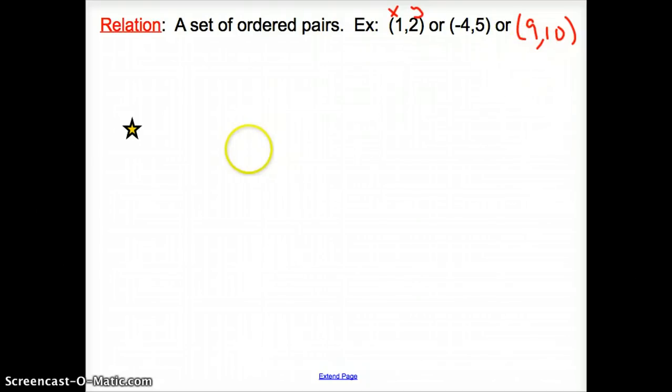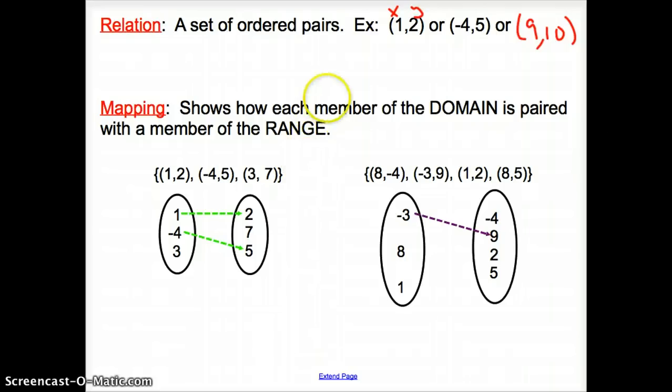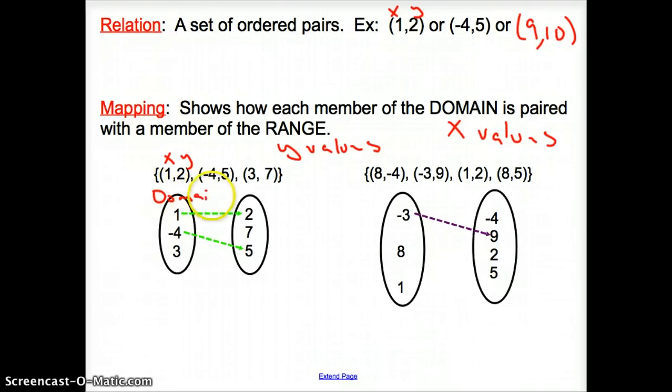Now, mapping shows how each member of the domain is paired with each member of the range. And if we forget what domain and range mean, our domain is the x values, and the range is our y values. So here, the 1 would be a domain, and the 2, the y, would be the range. So here is our domain, and here is our range.